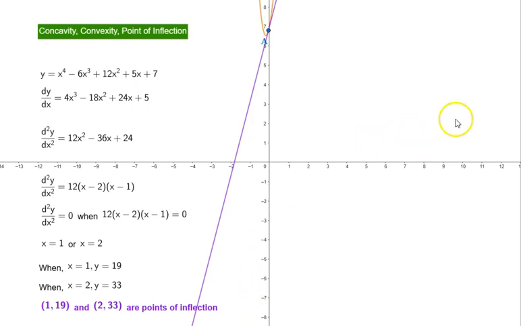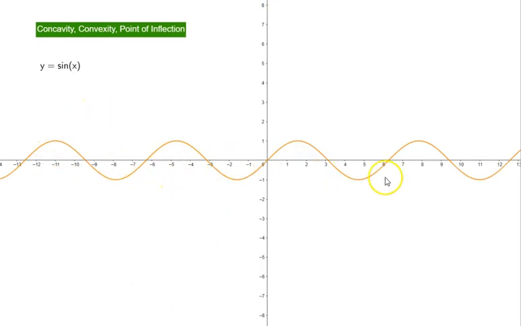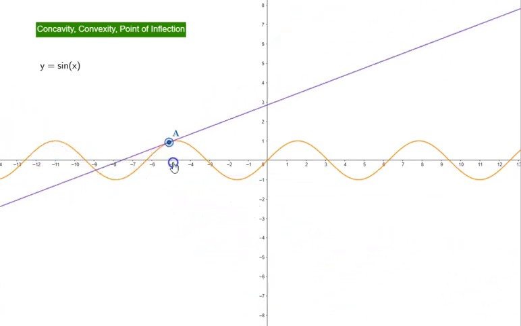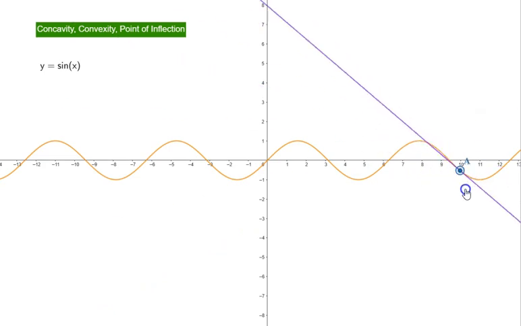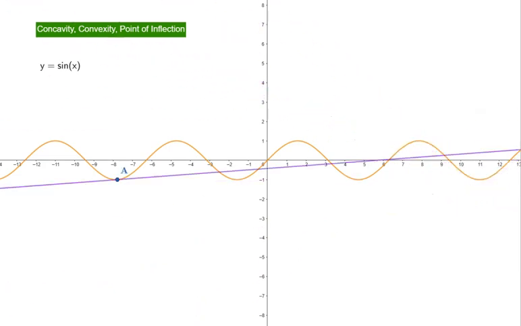Now remember, in case of natural log of x and in case of e to the power of x, there were no points of inflection because they were concave downwards throughout or concave upwards throughout. But here it is changing. Now let's look at another example. y is equal to sine x. Let's take a point on that. Let's bring it here and let's draw a tangent. Now, as I move along the x-axis, you will notice that the slope of the tangent increases and decreases periodically. So let's understand this behavior.